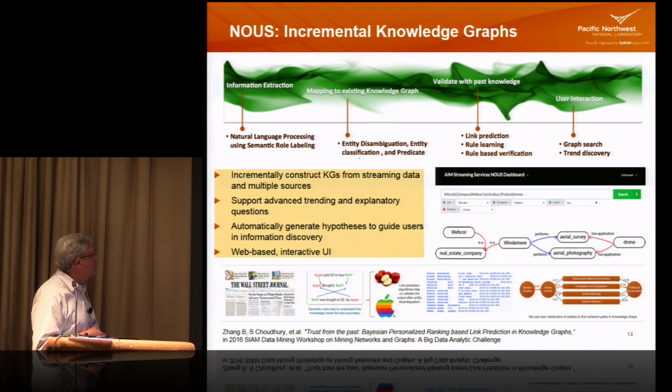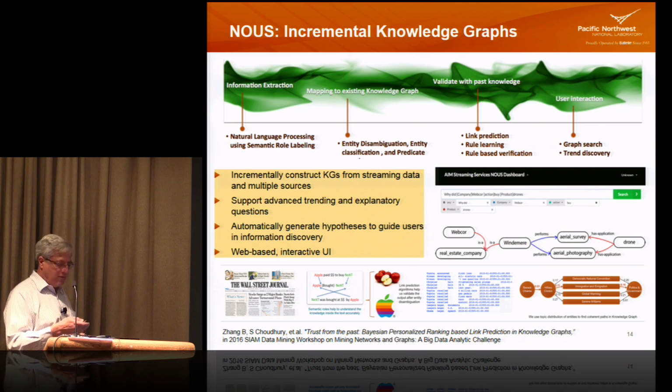The features here: it can incrementally construct knowledge graphs from streaming data in multiple sources, both streaming data and static data. It supports advanced trending and exploratory questions, so it can identify trends that are emerging in the data, such as what the hot topics are. It can automatically generate hypotheses and guide users to information and discovery, so it can alert you to anomalies in the data, interesting facts, things that are peaking and diminishing, and it has a web-based interactive UI on top of that.